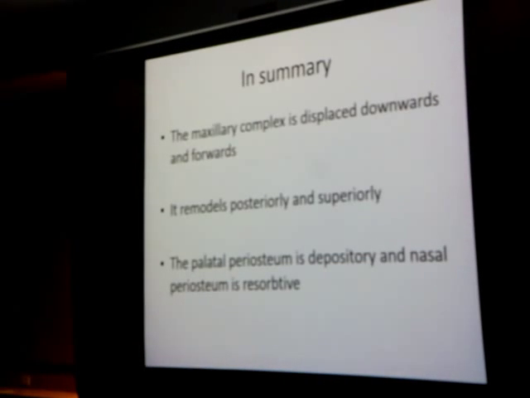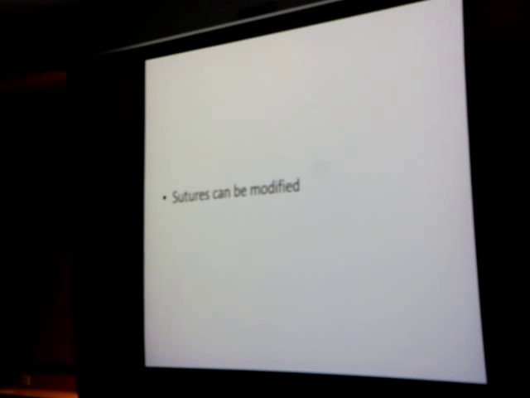Okay. All right. So in summary, the maxillary complex is displaced downwards and forwards, as you're all well aware. It remodels posterior superiorly. That's where the apposition takes place. The palatal aspect of the periosteum is depository, versus the nasal lining, which is resorptive in nature. Keep in mind that as drift of the dentition takes place, there is an increase in alveolar vertical, buccal, and mesial placement of the teeth, and that sutures can, in fact, be modified in the maxilla.